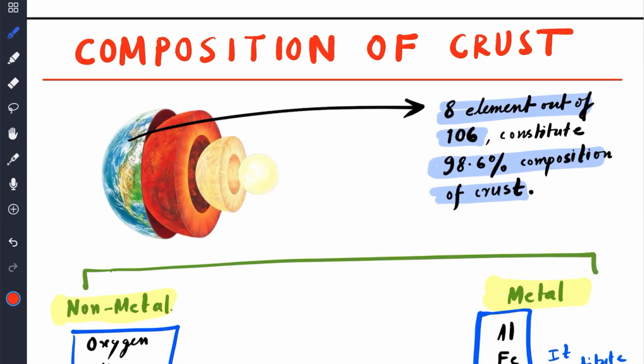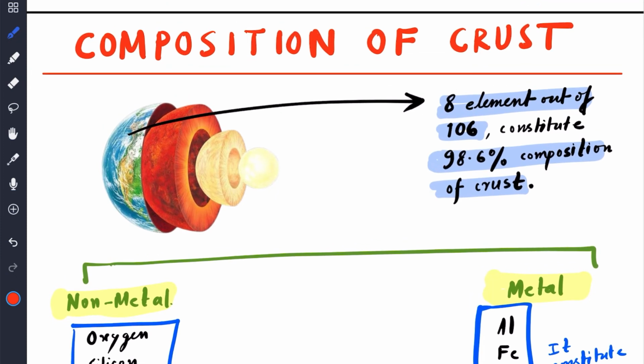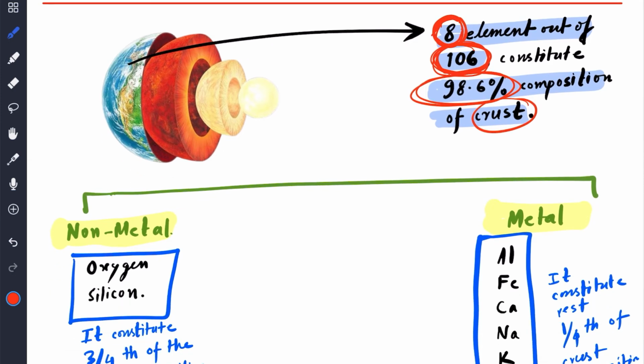Now, as I have told, the crust is most important among these three, so we are going to talk about the composition of the crust, because basically soil is present in this crust. Whenever we talk about the composition of this crust, we will find that there are mainly 106 elements present in this crust, and out of those 106 elements, only 8 elements make up 98.6% of the crust. Those 8 elements are classified as non-metals and metals.